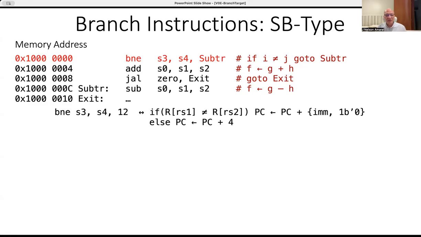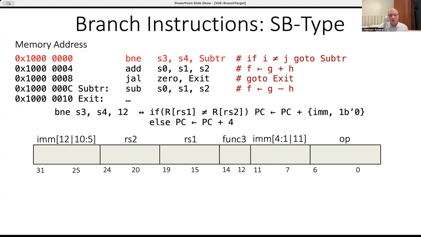And what the branch does, and we're going to consider this example for a branch not equal: if the two registers S3 and S4 do not contain the same value, the branch instruction will take the current value of the program counter and add the immediate value that's encoded in the branch instruction to it to be the new program counter. So this is the format for this instruction in RISC-V.